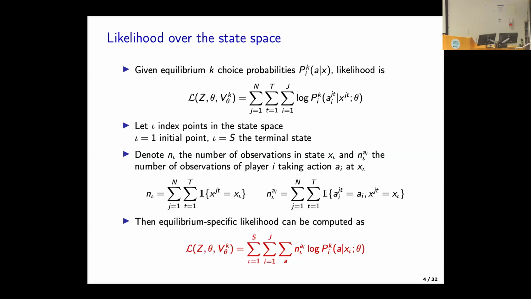We want to sum up the logs of the choice probabilities of the actions that we observe in the data at particular points in the state space, conditional on structural parameter. And this is implicitly also conditional on the equilibrium K. That's why we have this P super K in the likelihood function. These are the choice probabilities that come out of a particular equilibrium. And now we are summing over markets, time periods, and players.